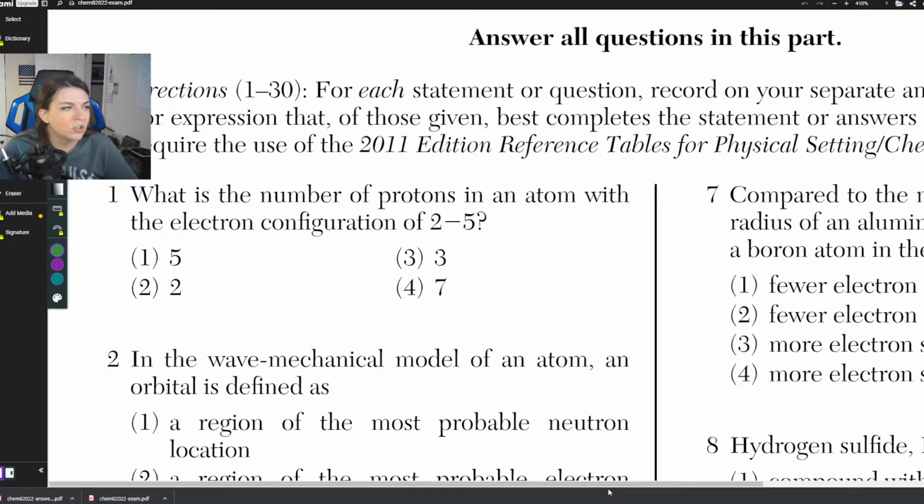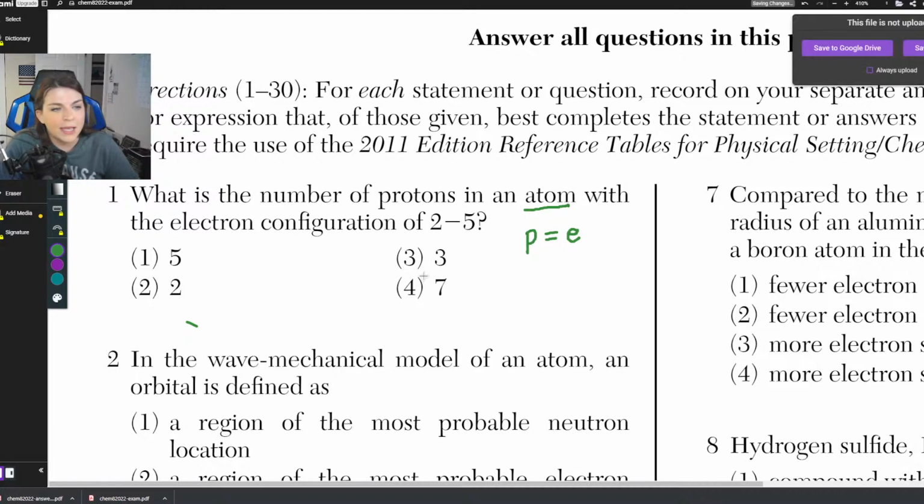Something about atomic structure. That is a guarantee. This one is asking, what is the number of protons in an atom that has a configuration of 2-5? Okay, a few ways to answer this. Number 1 is that protons are equal to electrons. That is true because we are talking about atoms. Atoms are electrically neutral, so protons are going to be equal to the number of electrons.